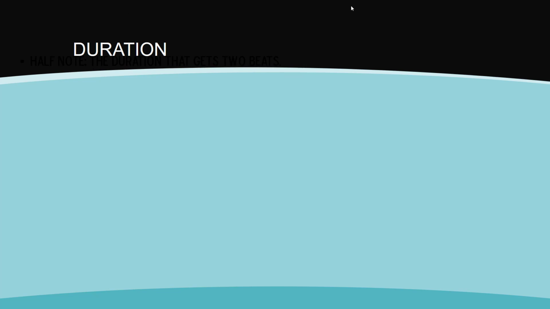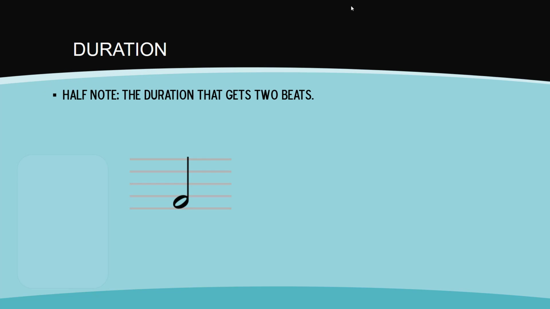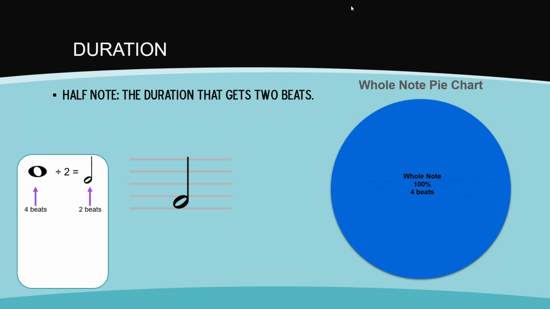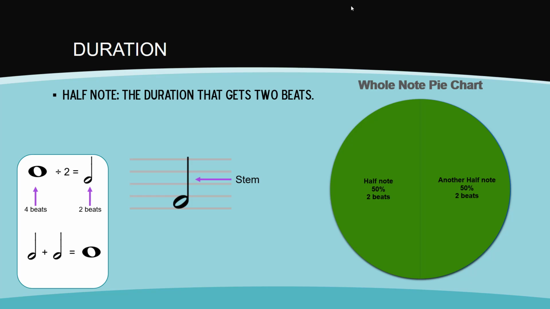A half note is a note that is 1/2 the duration of a whole note. A whole note lasts 4 beats. Therefore, a half note lasts for 2 beats. There are 2 half notes in the value of 1 whole note. To notate a half note, you must add a stem to the note head. A stem is a vertical line that attaches to the note head. A pitch that has a duration of a half note would sound like this.